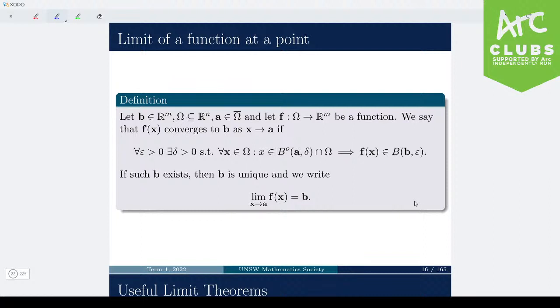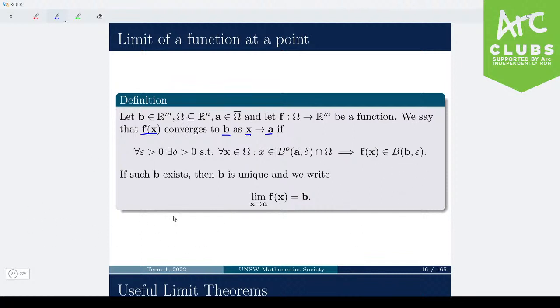Okay, moving on, so limit of a function at a point. It's saying that a function converges to the point b as x approaches a if for all epsilon greater than 0, there exists a delta greater than 0 such that for all x in the set omega, x being in the punctured ball around a and in omega implies that f(x) is in the ball around b.